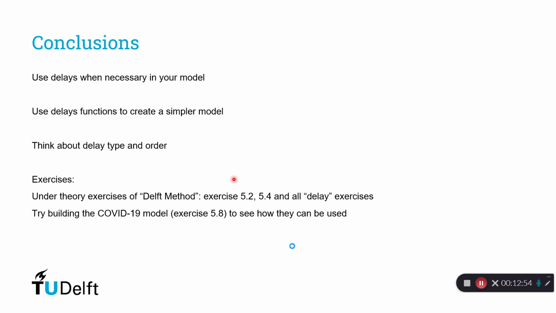Now, for exercising with this theory, what you could do is use the theory exercises of the Delft Method book, which is available to you. I would recommend exercises 5.2 and 5.4 because they're very difficult and that's fun to try out, but all other delay exercises as well. The delay exercises which are similar to the ones I showed on these slides. And try building the COVID-19 model, so that's exercise 5.8. It will take you a bit of time, but it's very useful to see how these delay functions can be used, in this case in the SEIR structure, so a structure to simulate the development of an infectious disease.